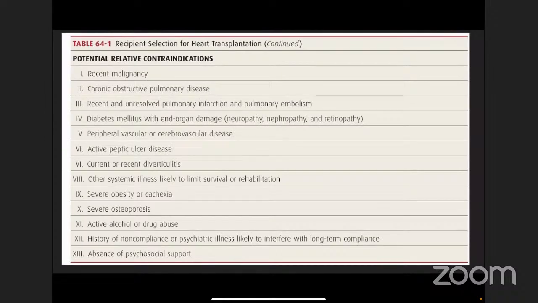potential relative contraindications: recent malignancy, chronic obstructive pulmonary disease, recent pulmonary infection with pulmonary embolism, diabetes mellitus with end organ damage, peripheral vascular or cerebrovascular disease, active peptic ulcer disease, current or recent diverticulitis, other systemic illness limiting the survival or rehabilitation of the patient, severe obesity or cachexia, severe osteoporosis, active alcohol or drug abuse, history of non-compliance or psychiatric illness likely to interfere with long-term compliance, and absence of psychological support.